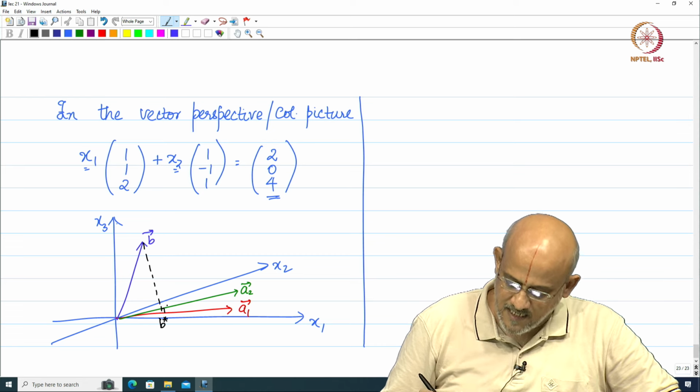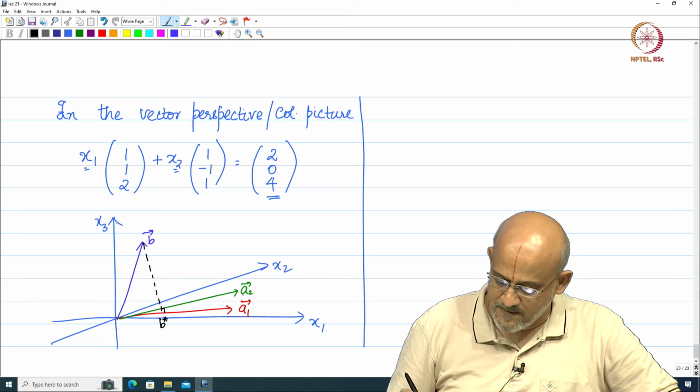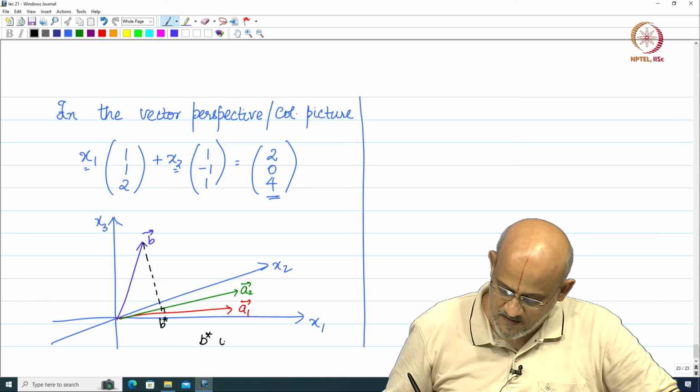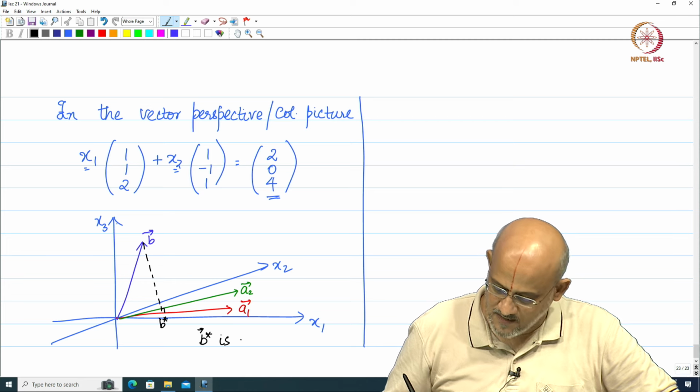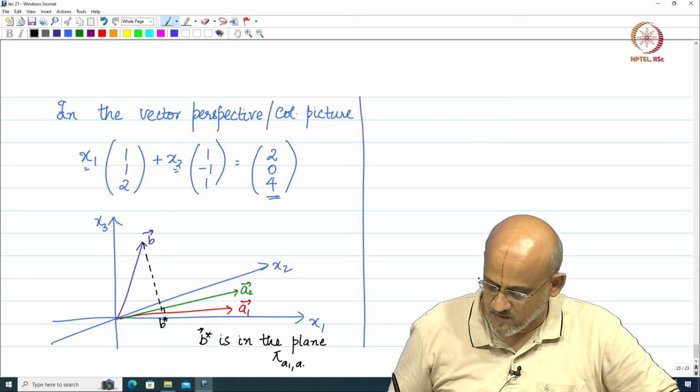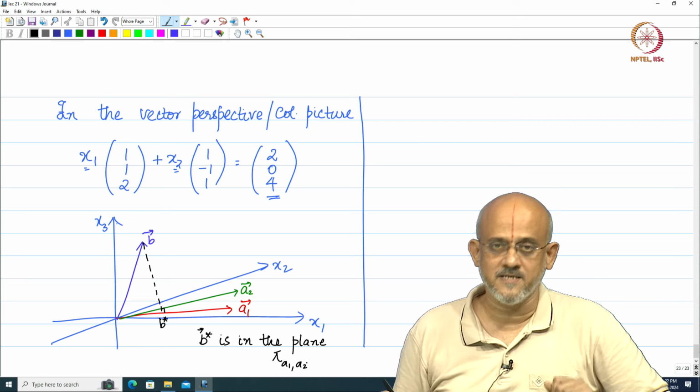So, the vector B star is in the plane determined by, I will put this as pi of A1, A2, because those two vectors determine the plane. So, we say that it is in the plane.